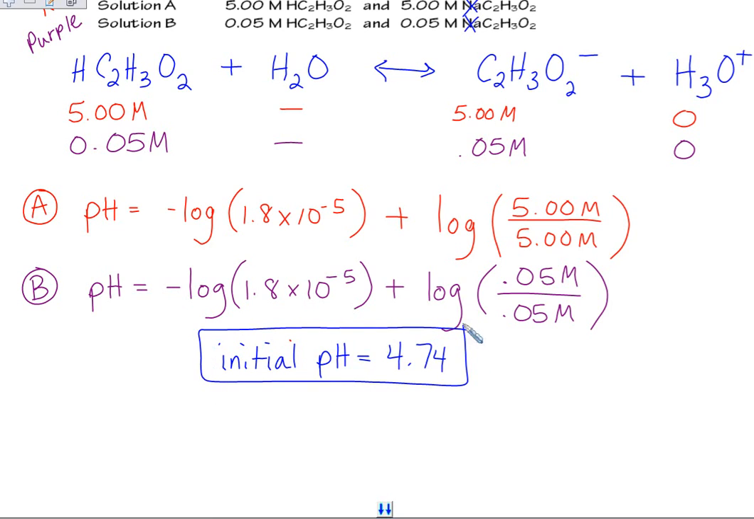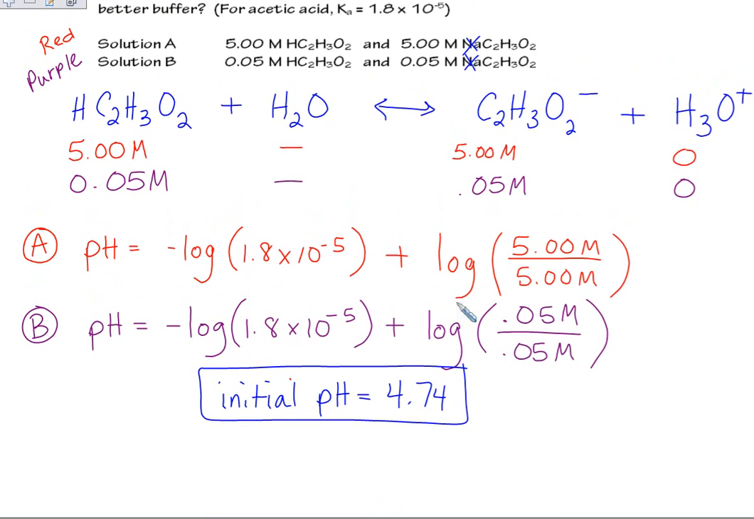The conjugate acid-base buffer solution doesn't have to be the same molarity, like the conjugate acid and the base, or the base and the conjugate acid. In this case, they are. Often they are, but they don't have to. It's kind of nice when they are because you just get the log of 1. So we've got the same initial pH, 4.74. Now let's do a little BS. Let's do a little buffer stoichiometry.